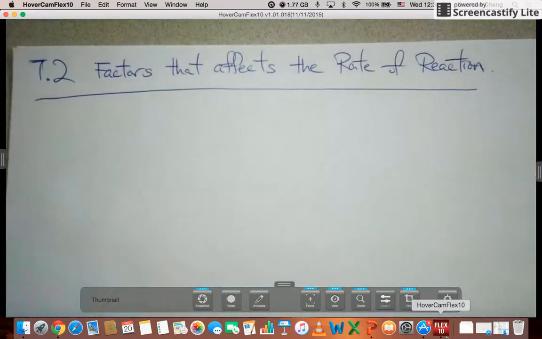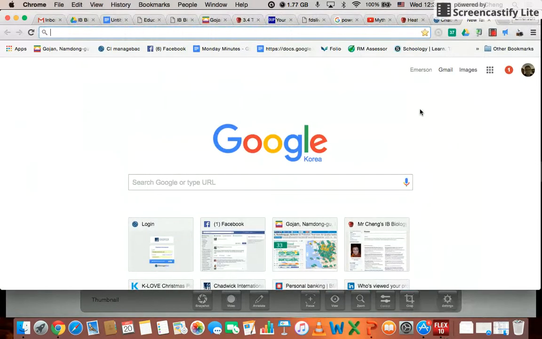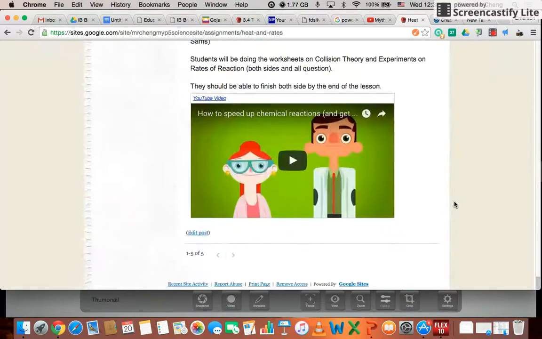Now, a few things. You guys have seen a video. I've shown you guys this video. If you haven't seen it more, you definitely have seen it more than once. This video, don't worry, I'll put it back on the other side. This video is about speeding up chemical reactions. In this video, they mention a few methods of how to speed up a chemical reaction. Can you guys list them to me? What are the things you remember from this video?